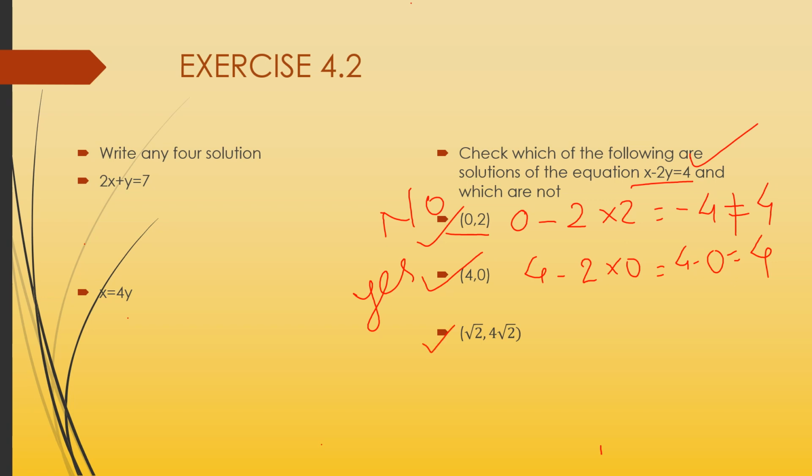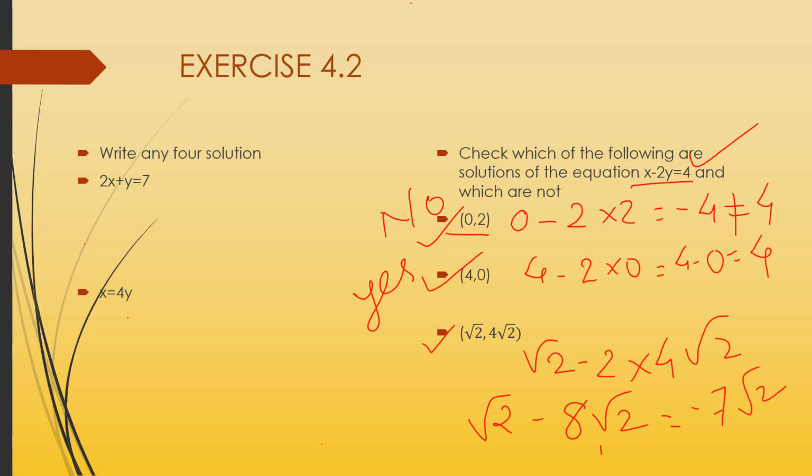Third part, x is √2 minus 2 into 4√2. If you solve, √2 minus 8√2. We have already done operations on real numbers. So √2 minus 8√2 clearly gives you minus 7√2. But on the right hand side, the value is 4, which is not equal to -7√2. Hence, the third part is also not a solution of the given linear equation.